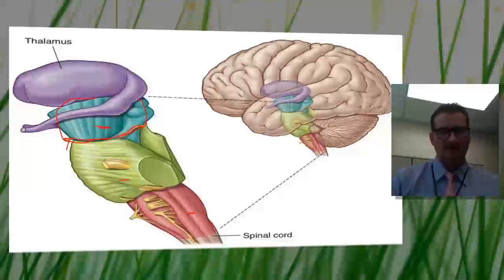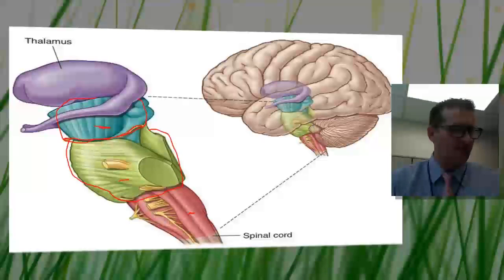The pons, shown in green here, contains tracts that convey signals to and from different parts of the brain. And again, several important cranial nerves arise in this area. You can see the large fifth cranial nerve, as well as the sixth and seventh cranial nerves down here.